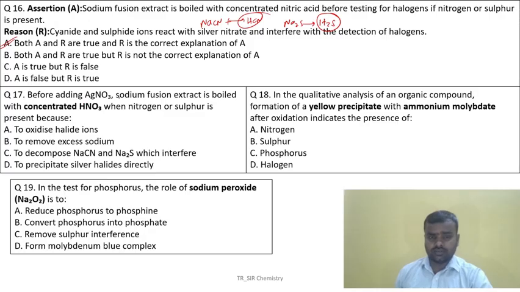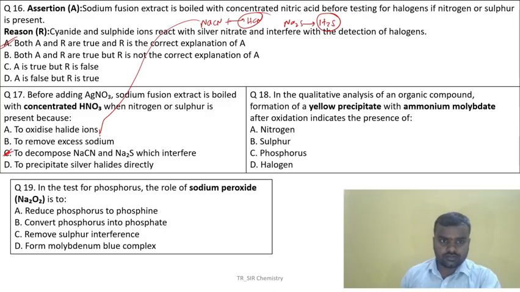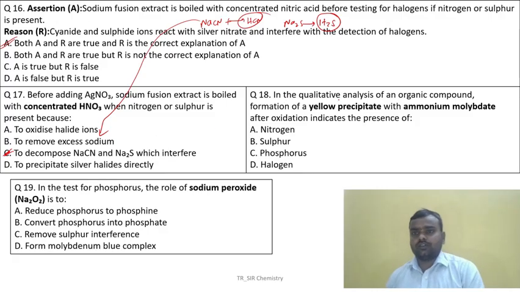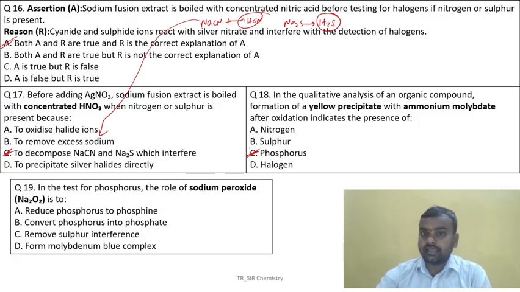Before adding the silver nitrate solution, the sodium fusion extract is boiled with concentrated nitric acid when nitrogen and sulfur are present. What is the purpose of this? To decompose them. That is the answer, option C. 18th question. In the qualitative analysis of an organic compound, formation of yellow precipitate with ammonium molybdate after oxidation indicates the presence of phosphorus, guys. Wherever ammonium molybdate or canary yellow is there, that is a phosphorus complex.